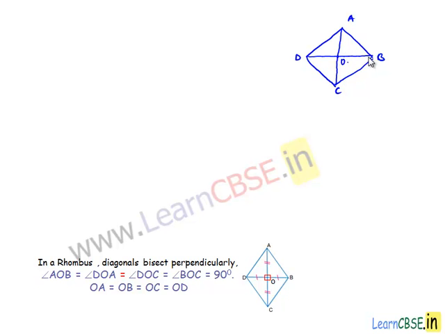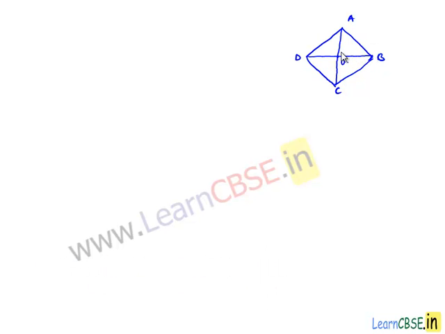So in order to prove this, let us consider the two triangles, triangle ABC and triangle ABD. In triangle ABC and triangle ABD, let us note down the similarities in these both triangles.